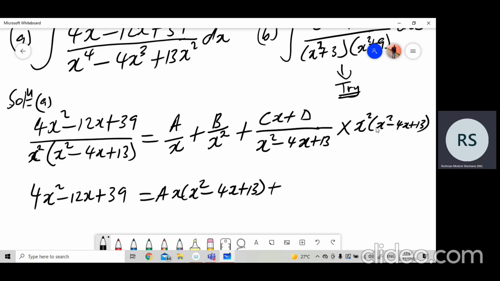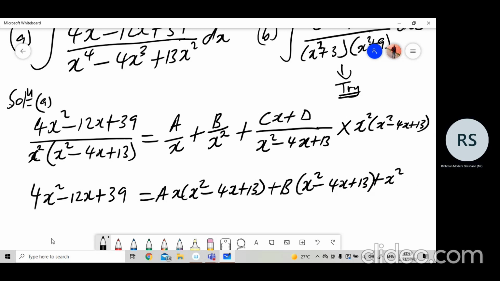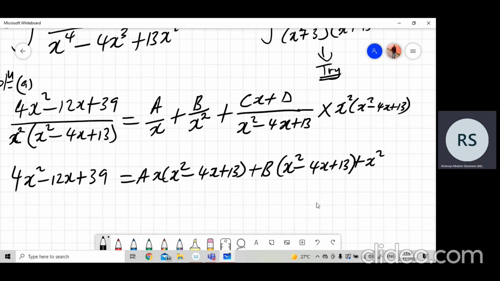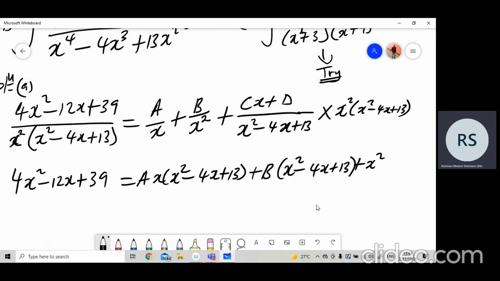plus, multiply this into the second term. You see x squared cancelled with x squared. We're going to have B times x squared minus 4x plus 13. And again, multiply this to the third term. The quadratic will cancel, so it will be x squared, just multiply this by cx plus d.